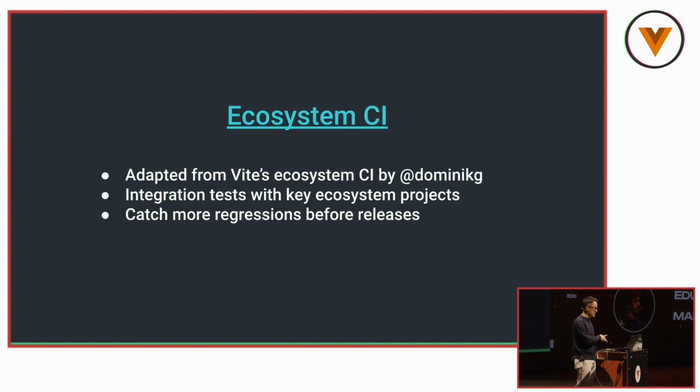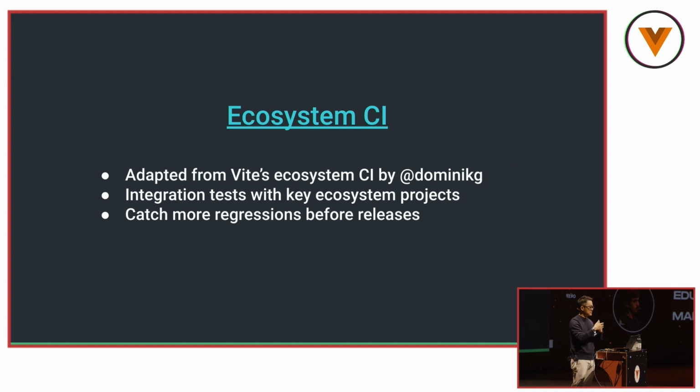So ecosystem CI is adapted from Vite's excellent ecosystem CI implementation by Dominic, who is here at the Vite panel. So ecosystem CI allows us to essentially have a place where we can pull in integration tests from ecosystem projects that have Vue core as the dependency. For example, you can pull in Nuxt or VitePress or the Vite plugin Vue. All of these projects, we pull them in and run their test suites using the latest commit or arbitrary commit that we choose from the Vue core repo.